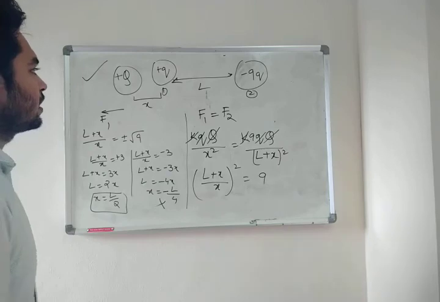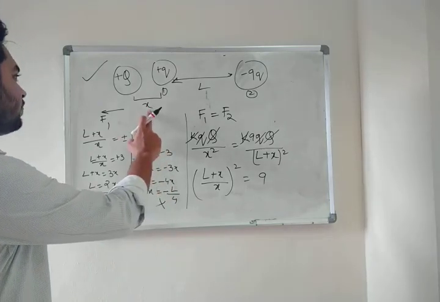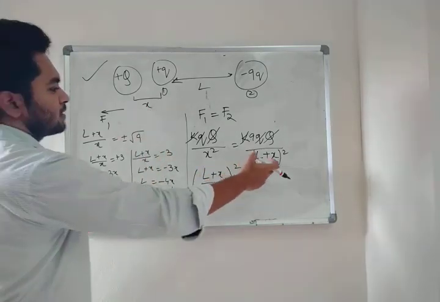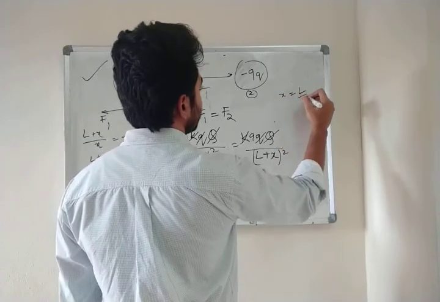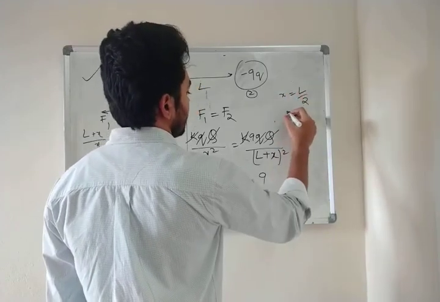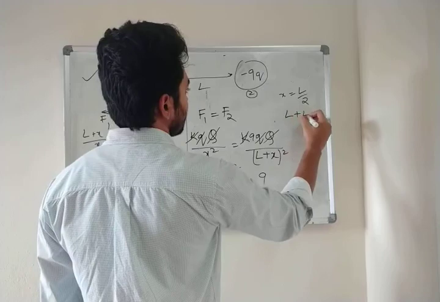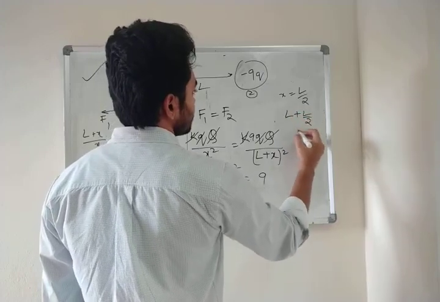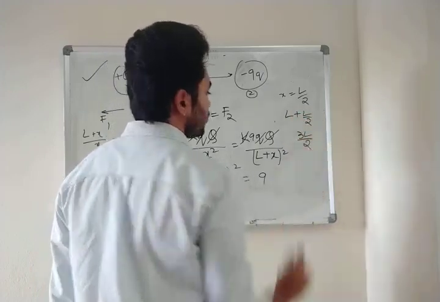Substitute it here. So x equal to L by 2 and L plus x. L plus L by 2. How much? This is 3L by 2.